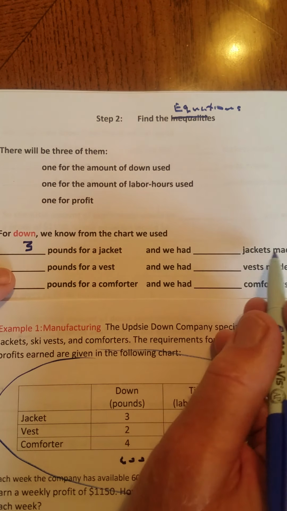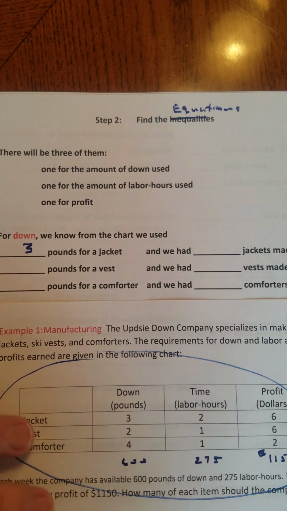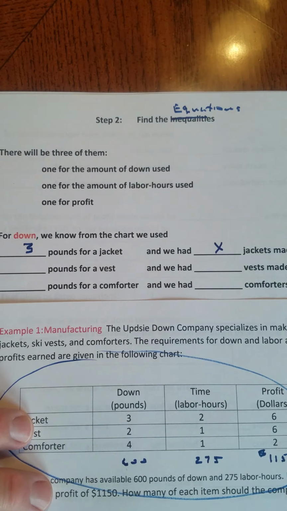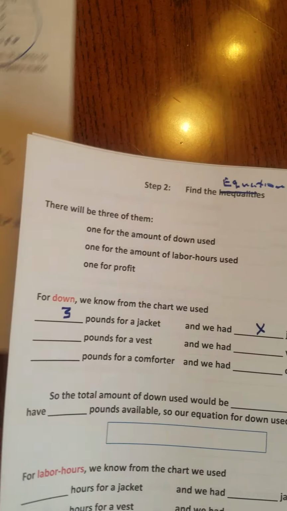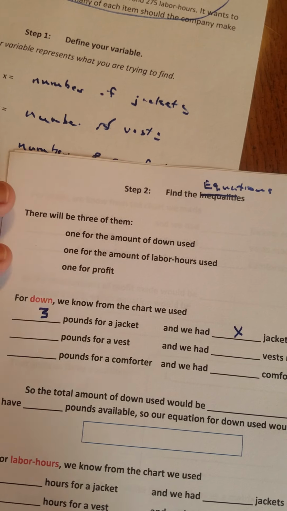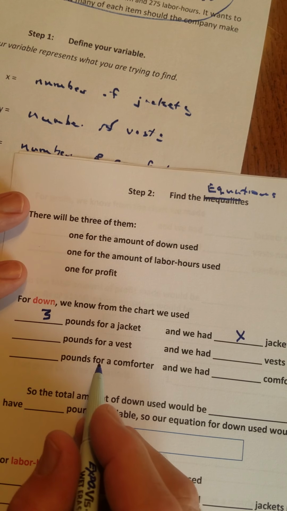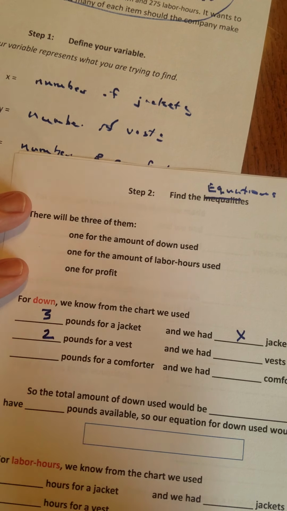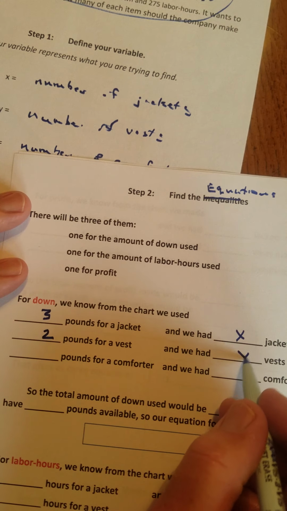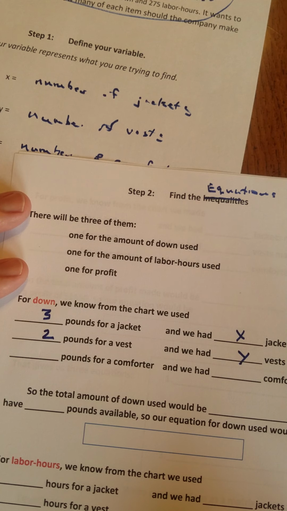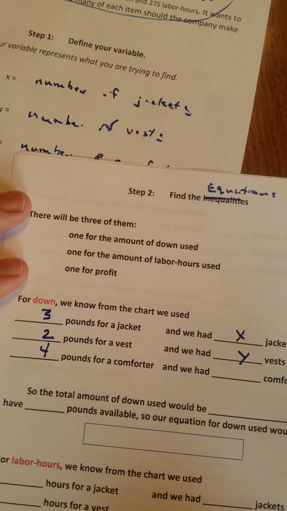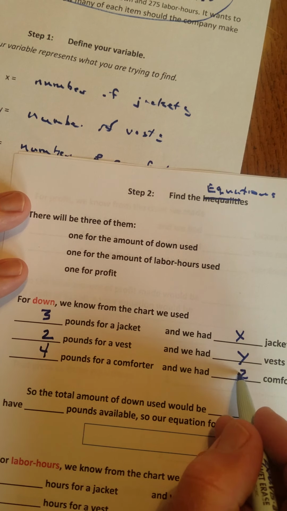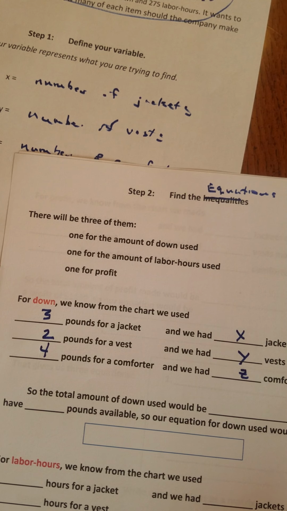And how many jackets do we have made? Well, that's where a variable comes in. That's going to be x. Okay, and then for the vest, it takes 2 pounds. And that's going to be y. We made y of them. And then down for the comforter is going to be 4. And we got z of those.